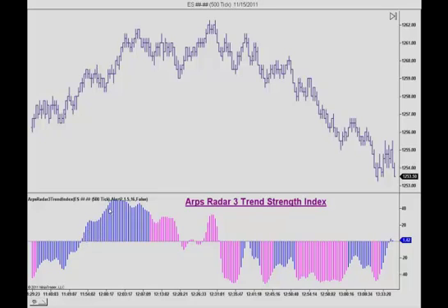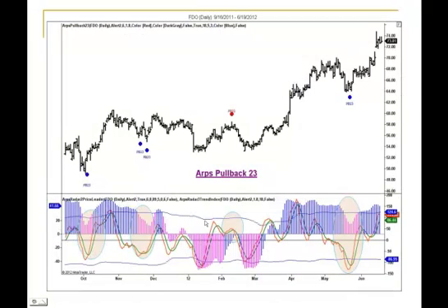The length of the bars identifies the strength of the trend, and the color of the bars helps identify the strength of the trend as well. Now when we combine this trend strength analysis with the Radar 2 price leader acceleration oscillator, then we have an effective tool to identify when to get in after the pullback of the trend.